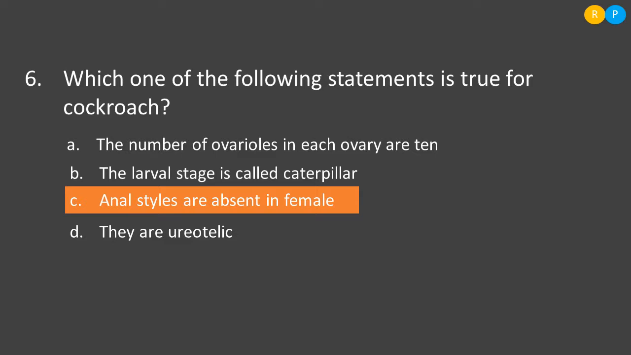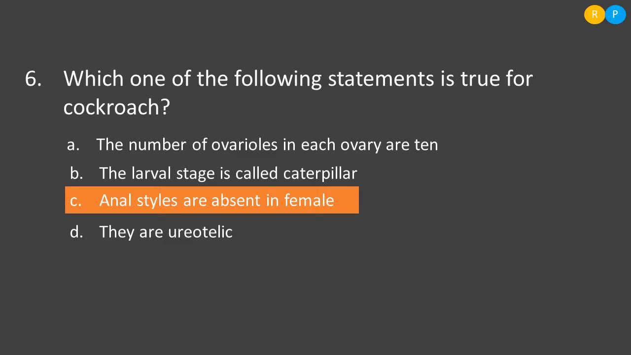Then option B, the larval stage is called caterpillar. So larval stage is actually not present in cockroach. So this is also a wrong statement. Then option C, anal styles are absent in female. So this is the correct one because anal style is present only in male, not in female. This helps in reproduction in male.